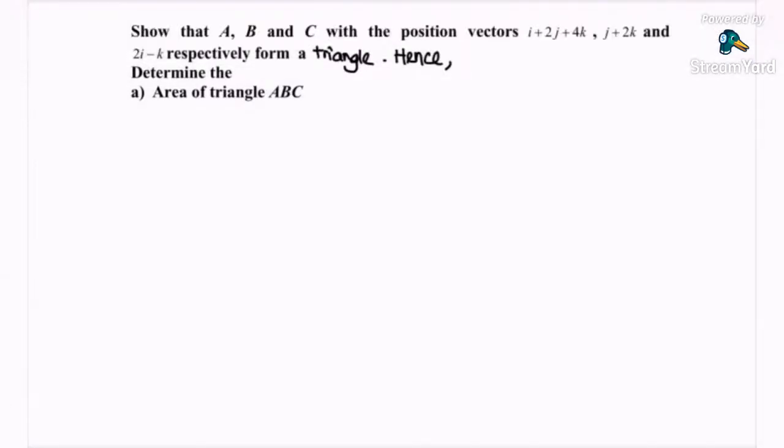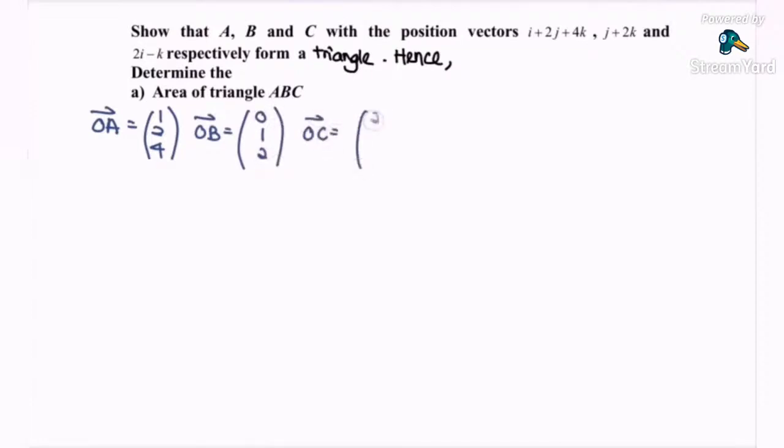Show that A, B, and C with the position vector. So here we have the info. Position vector for A is equals to 1, 2, and 4. Position vector for B, we will have 0, 1, and 2. Position vector for C, where we have 2, 0, negative 1. Respectively, form a triangle. Hence, determine the area of triangle ABC.